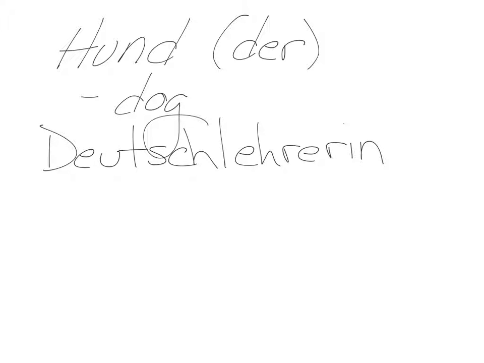Yeah. So Melissa. Okay. So this is a female German teacher. They do specify with their spelling. So this IN is what makes it female. So Deutschlehrer is a male German teacher. Deutschlehrerin is a female German teacher. Technically, I said German class.